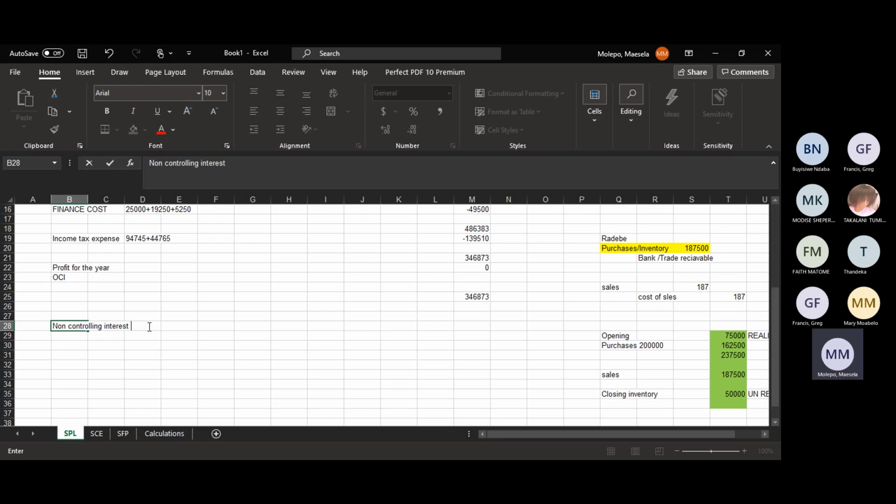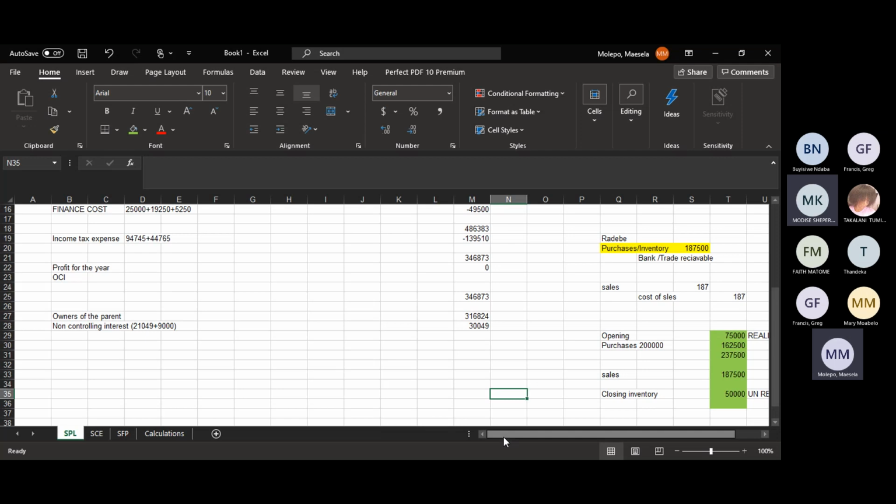You add both, 21,049 plus 9, and they give you the value of 30,049. Then the remaining balance will be the owners of the parent, 316,824. So when you add these two together, they will give you the 346,873. Any questions so far?